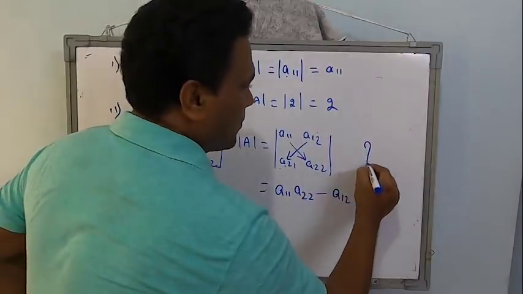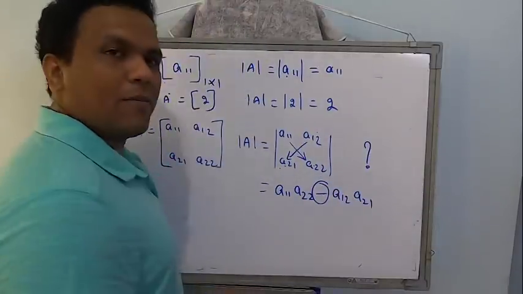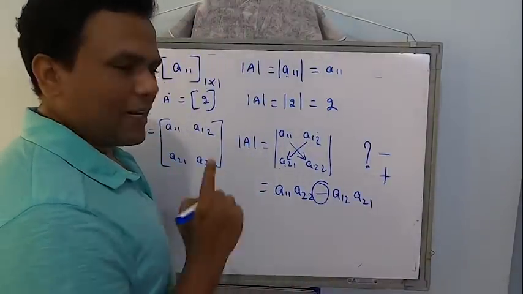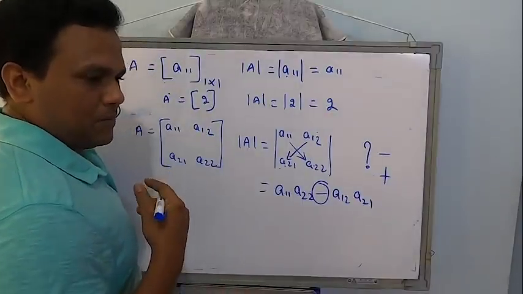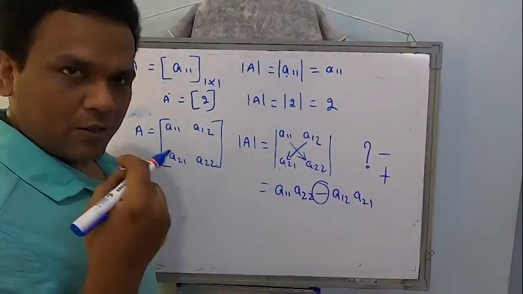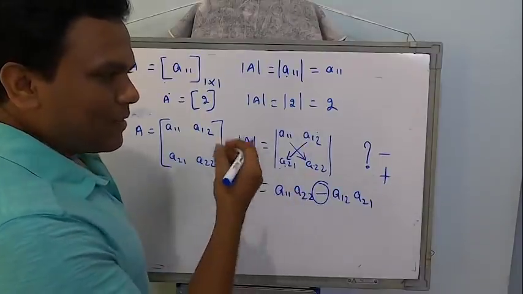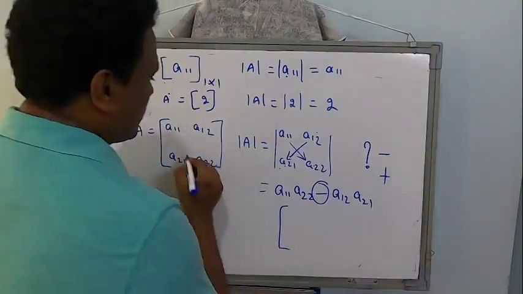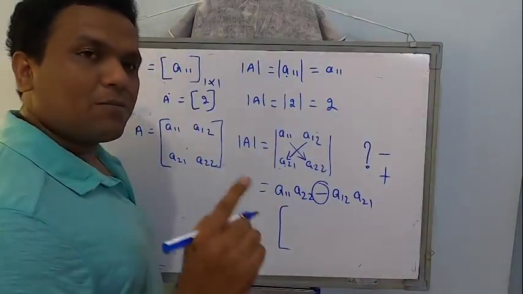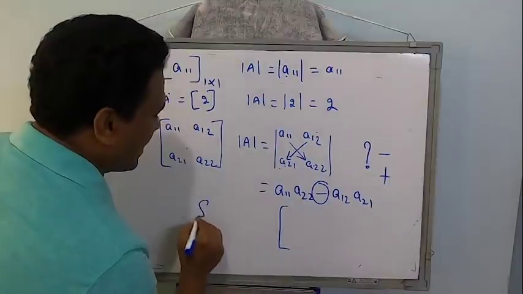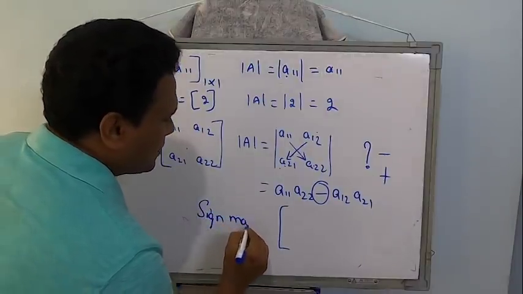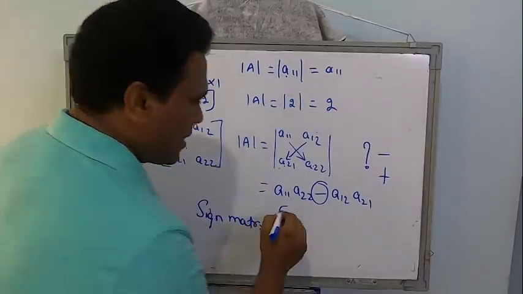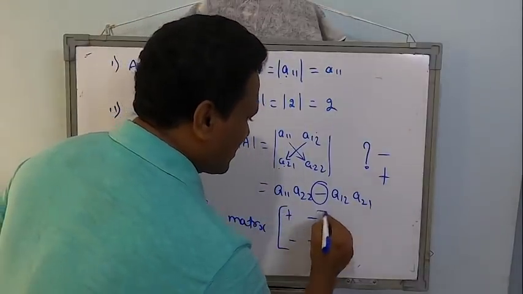Now this question should arise: sir, why does this have to be a minus sign? Why can it not be a plus sign? Don't simply accept whatever I say; you have to think once, why a minus sign, why not a plus sign? That is because every square matrix of 2 cross 2 is associated with particular signs. We call this the sign matrix. The signs associated with each element are plus, minus, minus, plus.